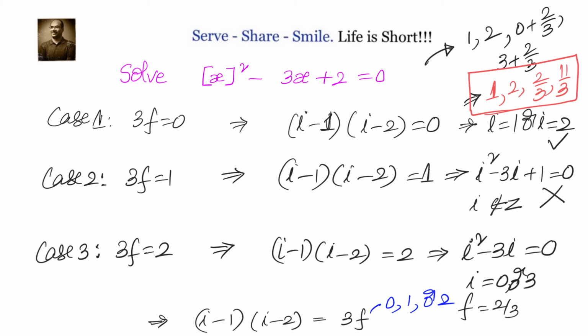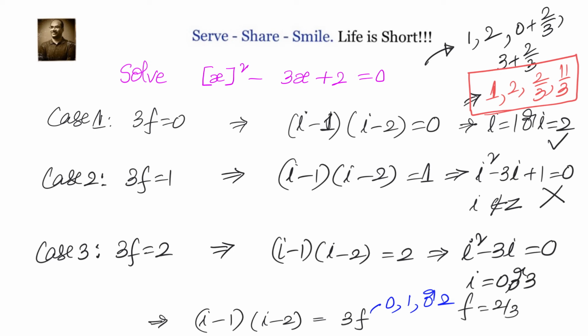Let's have a recap of this problem. We have to solve step of x squared minus 3x plus 2 equals 0. Now what is a step function? The step of x will give you the greatest integer less than or equal to x. That means step of 3.56 is 3, step of minus 4.65 is minus 5, step of 2 is 2, step of minus 4 is minus 4. It gives you only the integer part, it won't give you the fractional part.